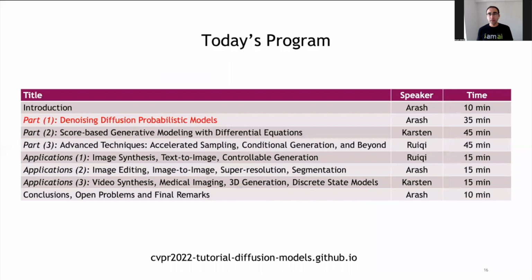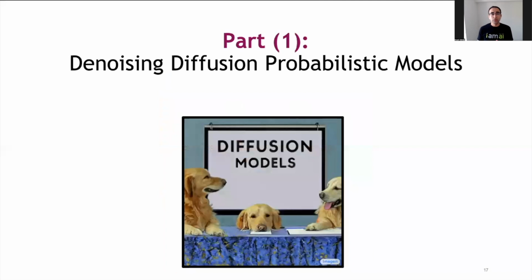With that in mind, I will start the first segment, denoising diffusion probabilistic models. So, part one, denoising diffusion probabilistic models. Here you can see an image of three cute dogs who are trying to understand denoising diffusion probabilistic models, and as you can see, they're a little bit lost. So let's go over these models and discuss how they can learn generative models.